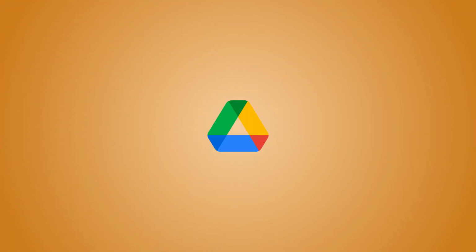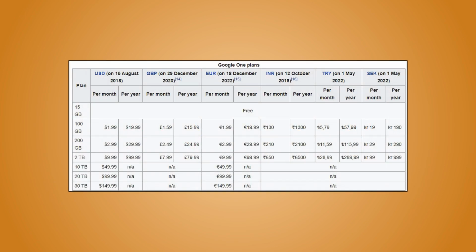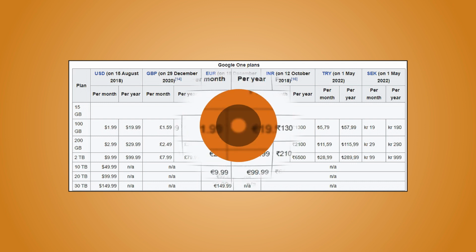On the other hand, Google Drive offers 15 gigabytes of free storage, and if you need more, you can choose from various paid plans with larger storage capacities. But there is regional pricing for Google One plans, meaning some countries can get storage plans for cheaper and some more expensive. As you can see, in USD, the pricing is different compared to other regions.